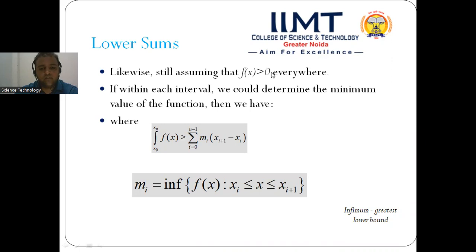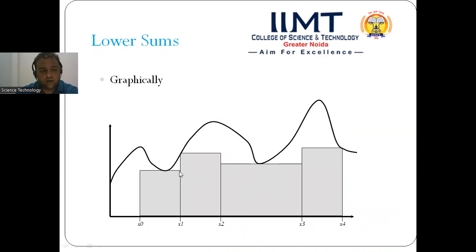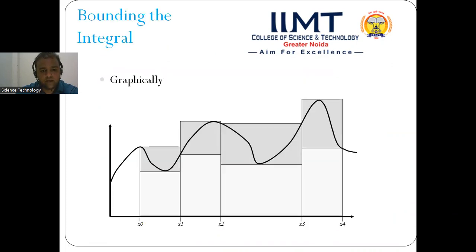Likewise, still assuming that f(x) is greater than 0 everywhere, within each interval we can determine the minimum value of the function. Then we have the sum from x0 to xn of f(x) delta x, with summation from i=0 to n minus 1, where mi is the infimum. Infimum means the lower value of the rectangle. Okay, so by seeing this picture, we can say that the exact area under the given function curve will be in between the upper sum's area and the lower sum's area.